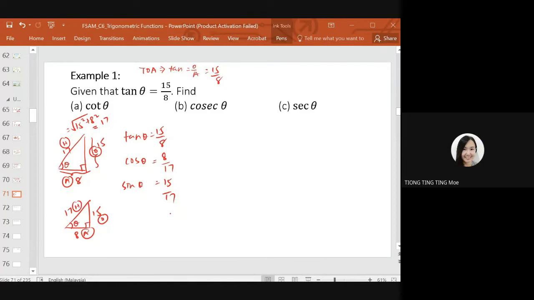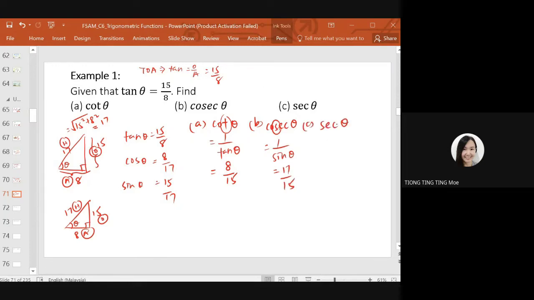So get this sine, cos, tangent first. From here, you need to draw out the triangle, then we start to solve the question. Cotangent theta equals 1 over tangent, the reciprocal, so 8 over 15. Then B, cosecant is 1 over sine theta. Sine theta is 15 over 17, so the reciprocal is 17 over 15. And C, secant is 1 over cos theta. Cos is 8 over 17, so the reciprocal is 17 over 8. That's it, in fraction form.